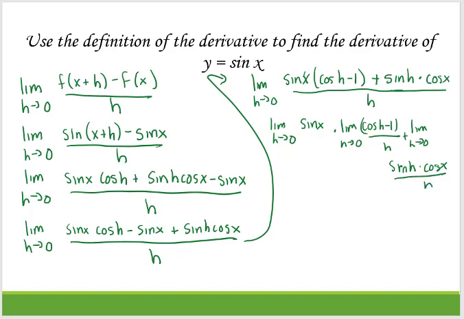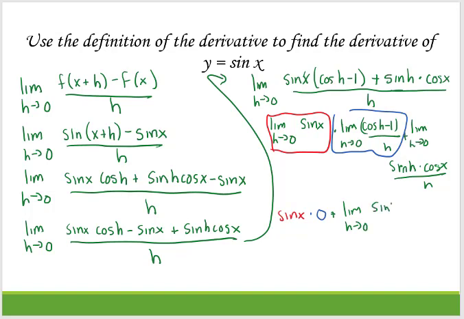So let's look at a few of these limits. Let's first look at this one. Well, what does this limit go to? That goes to the sine of x. What does this limit go to? That goes to 0. And I'm going to rewrite this limit over here just because I think it's important for us to see that I'm breaking these up into these two terms. And that's going to be cosine x.